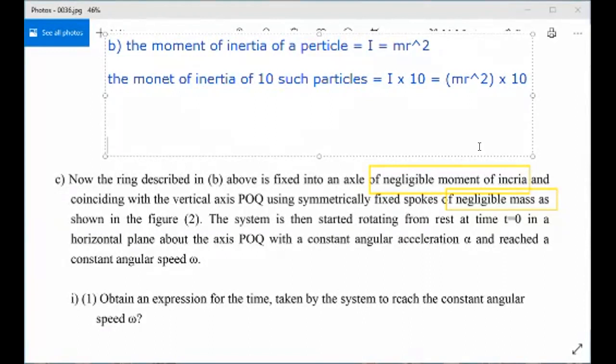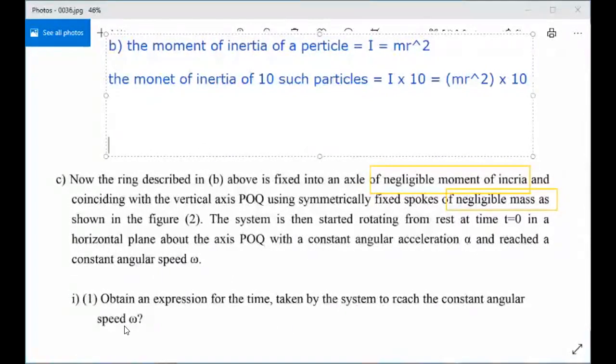Therefore, the moment of inertia of the entire system still remains unchanged as 10 times I or 10 times mr square. So the system started rotating from rest. It means initial angular velocity is 0 in a horizontal plane about the axis POQ with a constant angular acceleration alpha and reached a constant angular speed omega. So starting from rest and reached the velocity of omega. Obtain an expression for the time taken by the system to reach the angular speed omega.